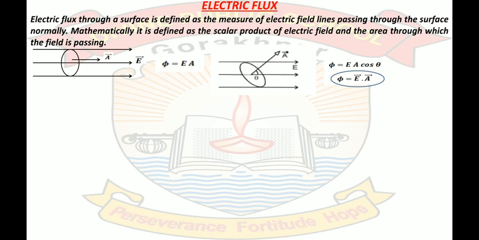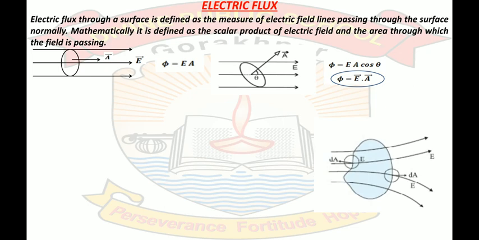Normal electric field lines are those passing through the surface, and normal means perpendicular to the surface. Just see here, all the electric field lines are perpendicular to the surface. Here they are not, so we take components. A cos theta is along the electric field, and that's why we have considered A cos theta, because through A cos theta the electric field is passing normally.